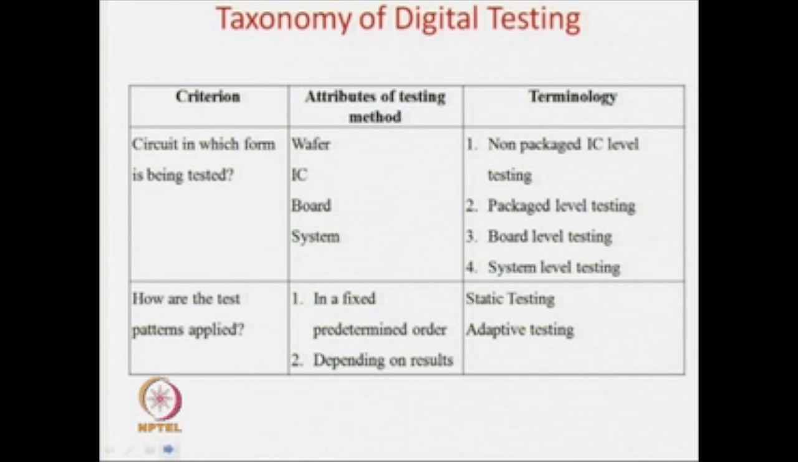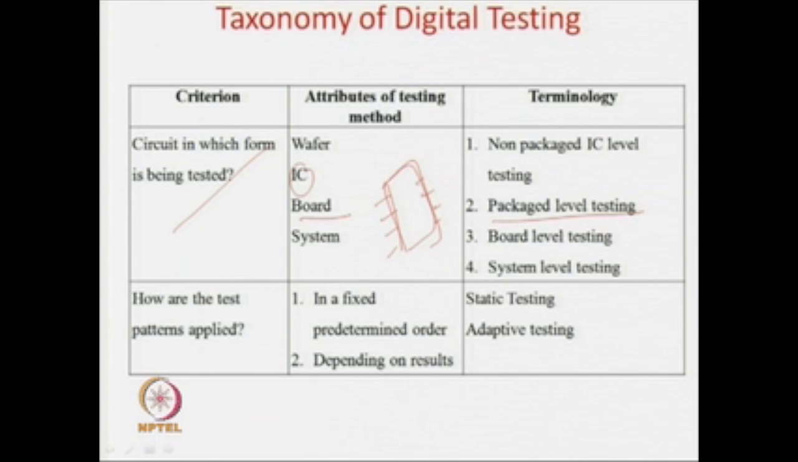Now, the third criterion is in which form it is tested. I think we have all seen the IC, a black chip with some pins here and there. The circuit has been fabricated and now you want to test it. This is called package level testing. The circuit has been packaged and you want to do the testing. I will tell you about the wafer later.